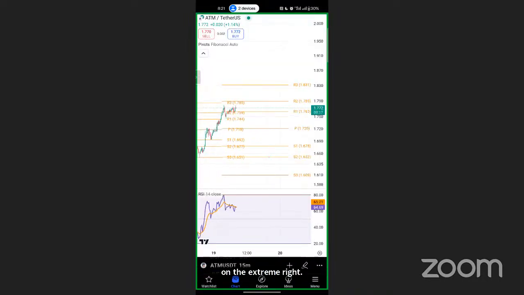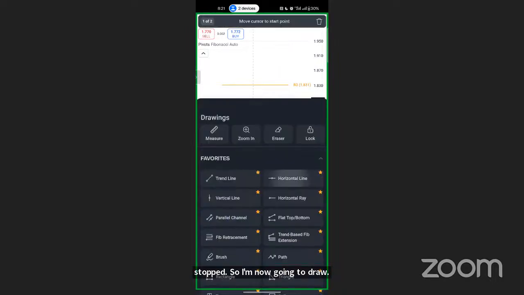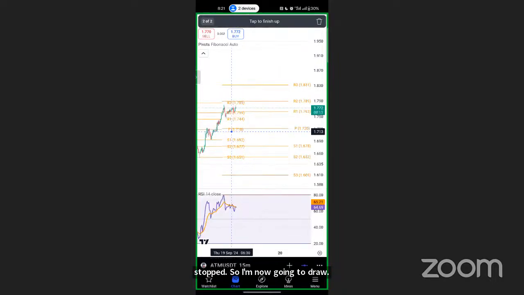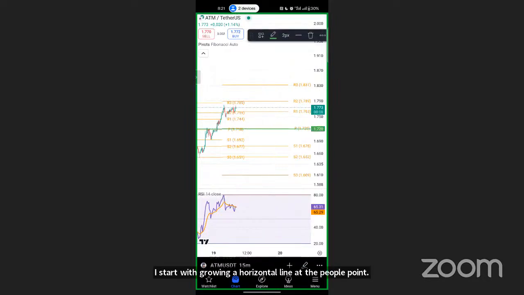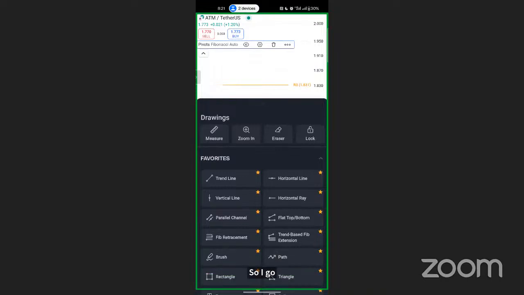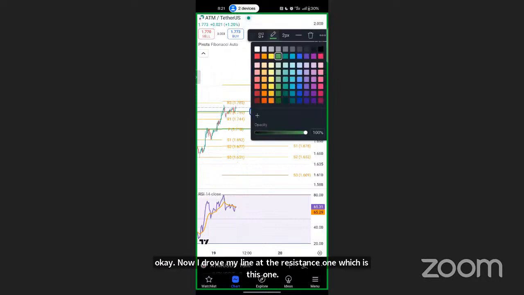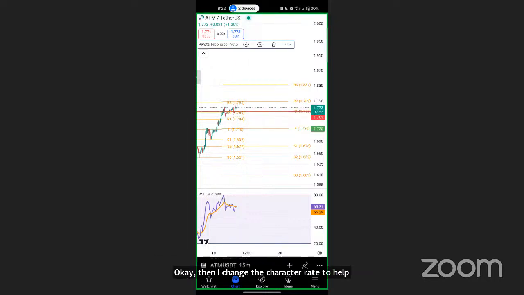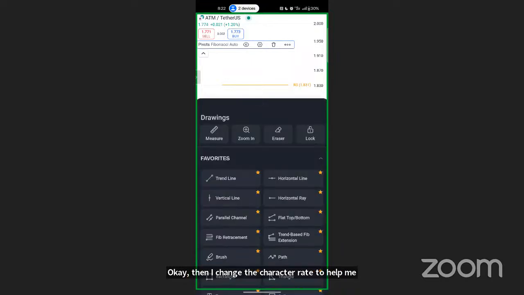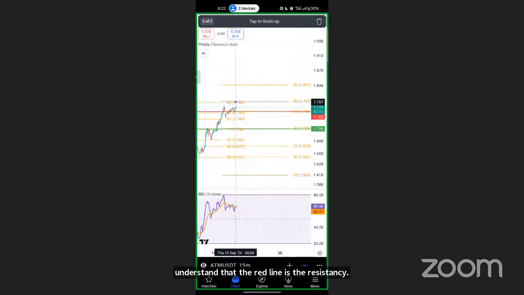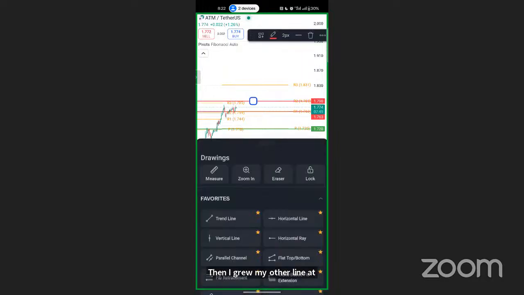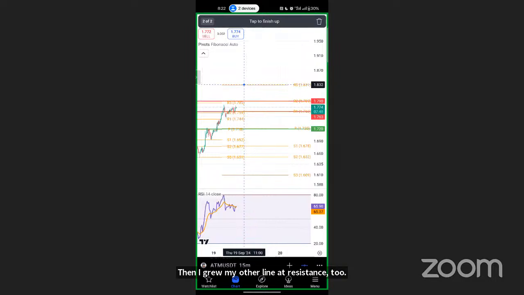So I'm now going to draw. One, I start with drawing a horizontal line at the pivot point. So I draw there the line. So now it is in green, which is okay. Now I draw my line at resistance 1, which is this one. Then I change the color to red to help me understand that the red line is the resistance. Then I draw my other line at resistance 2. Then I draw my other line at resistance 3.